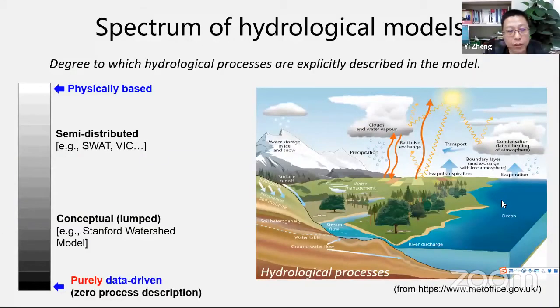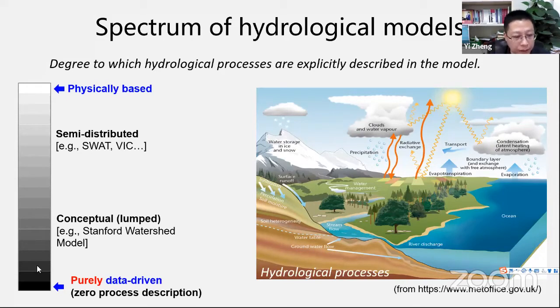Now let's move to the topic. Hydrological models: there are numerous hydrological models, and there are many different ways for model classification. I would like to use this grayscale to indicate the degree to which hydrological processes are explicitly described in the model.